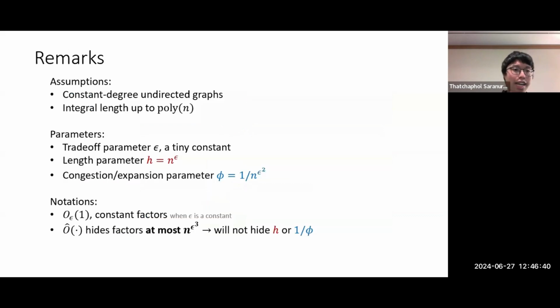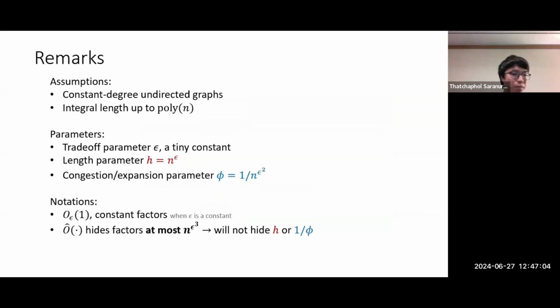Okay. And at the very beginning, I want to make some remarks. In this talk, I will assume that all the graphs are constant degree and directed graphs, just to make the statements cleaner and easier. And also if the graph has edge lengths, the lengths will be integral and polynomially bounded.